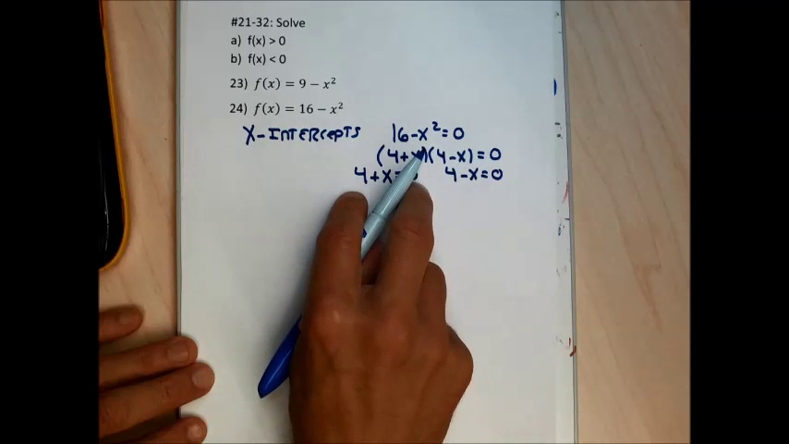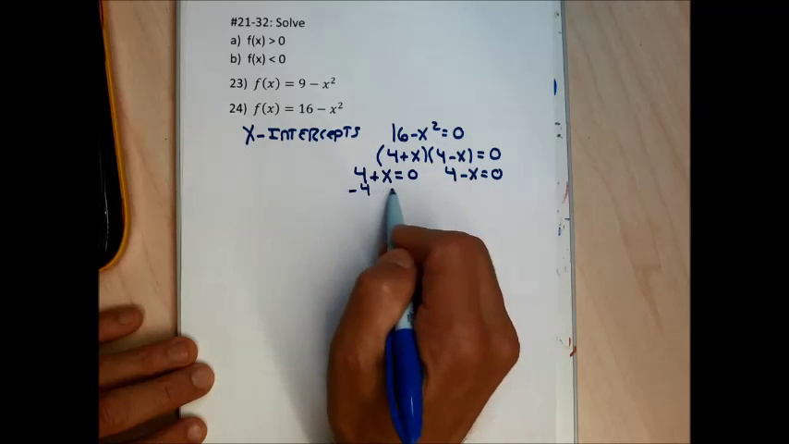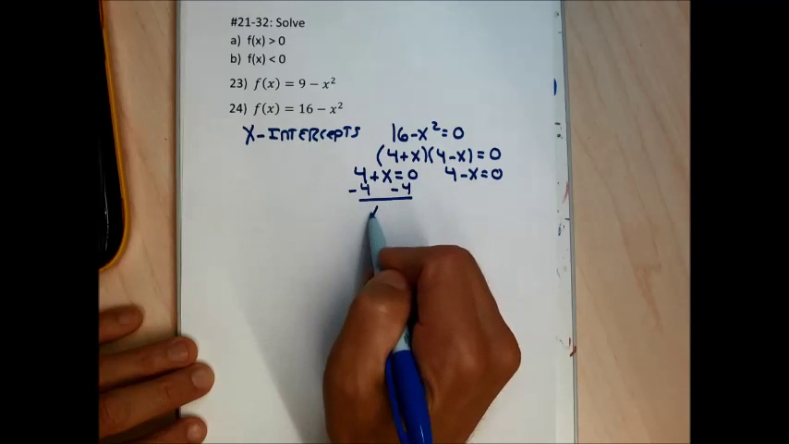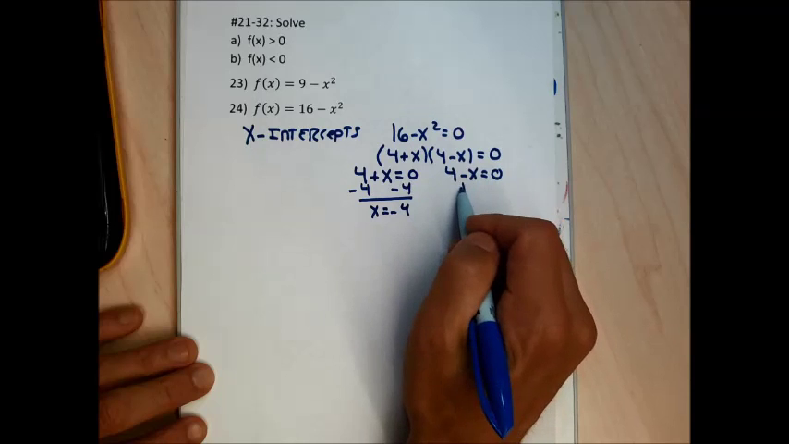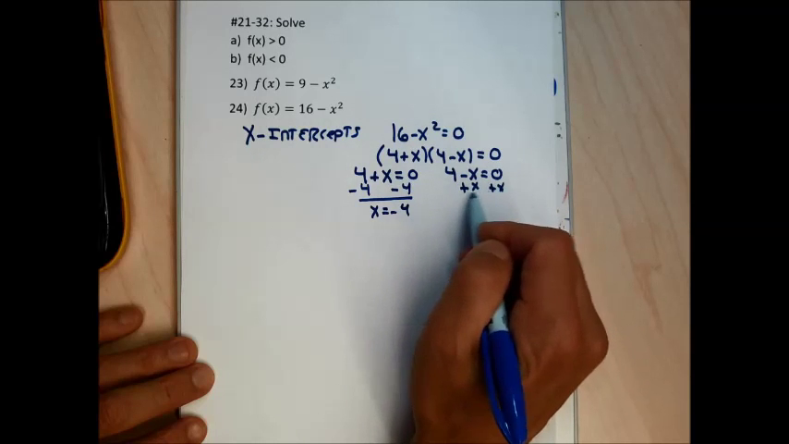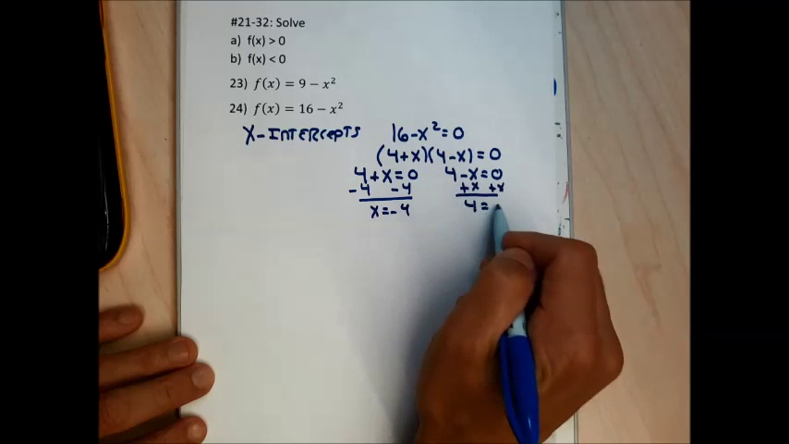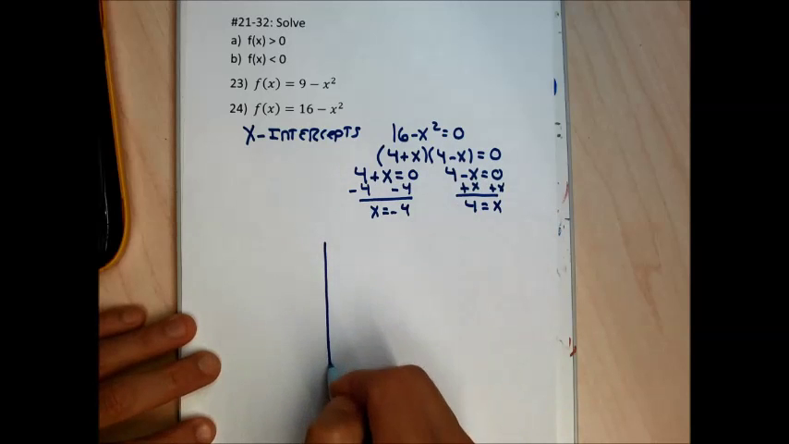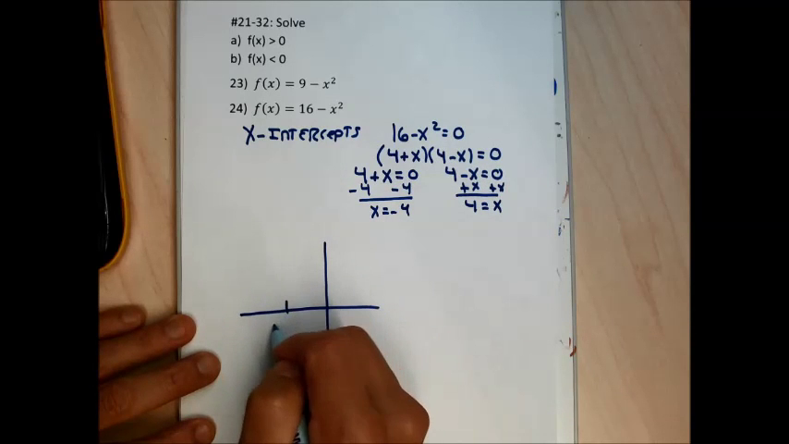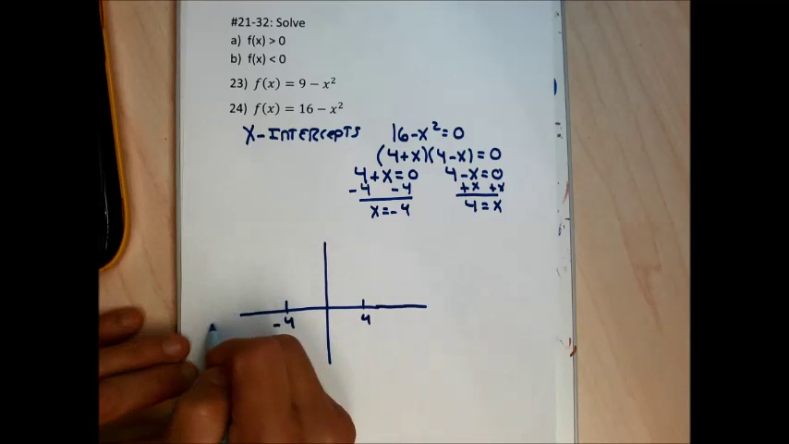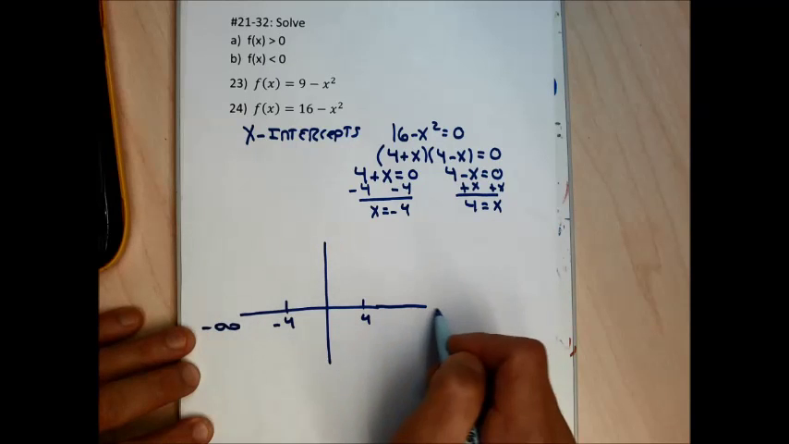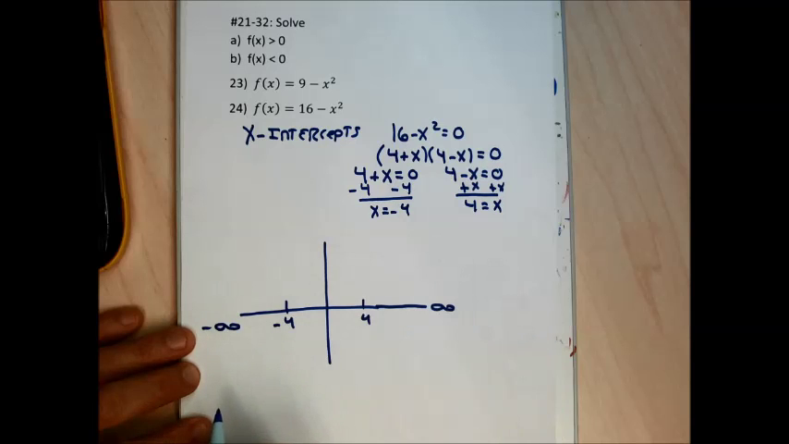For this one to solve it, I'm going to minus 4 from both sides and get x equal to negative 4. For that one, I'm going to add x to both sides and get 4 equal to x. So on my x-axis, I need to plot negative 4 and positive 4 real loosely. I don't have to really get that accurate with my graph. I also need to plot the infinities.